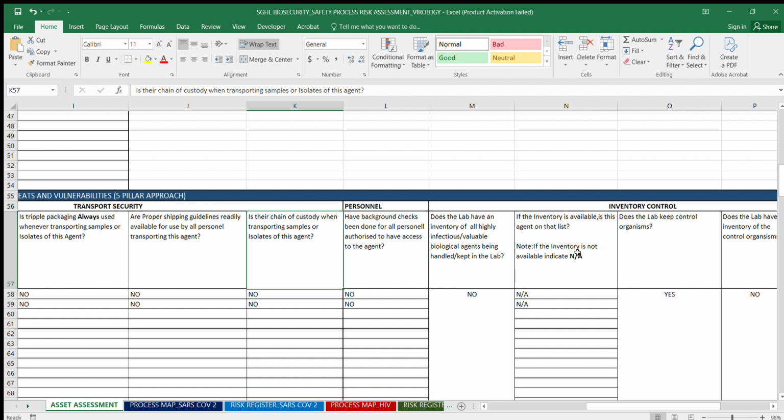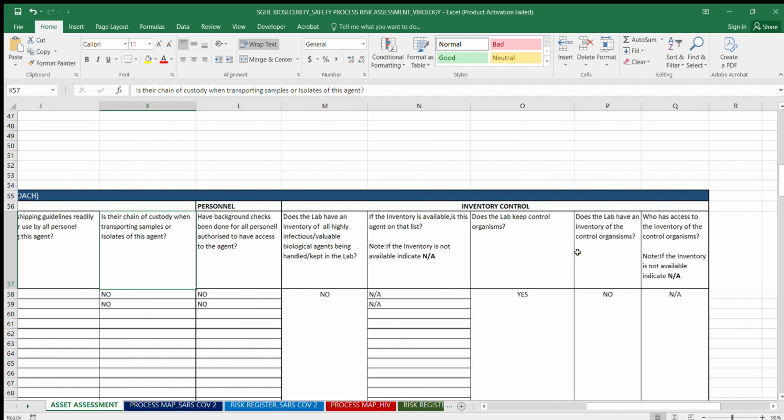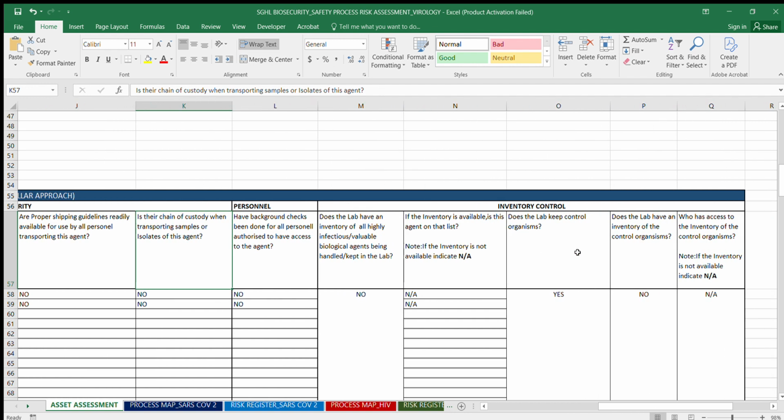Personnel. Under personnel, you are mostly trying to see if the people that are handling these agents can be relied on, whether they are reliable and trustworthy. So you're doing some form of checks on each of these individuals.